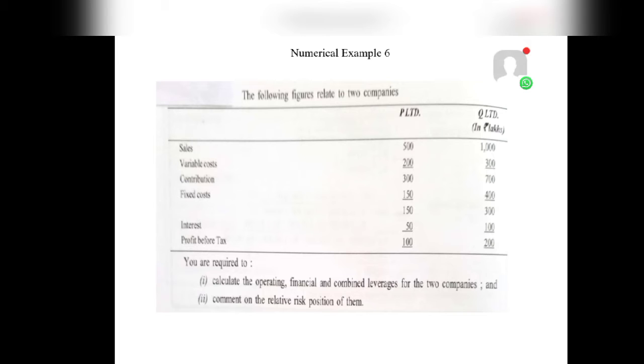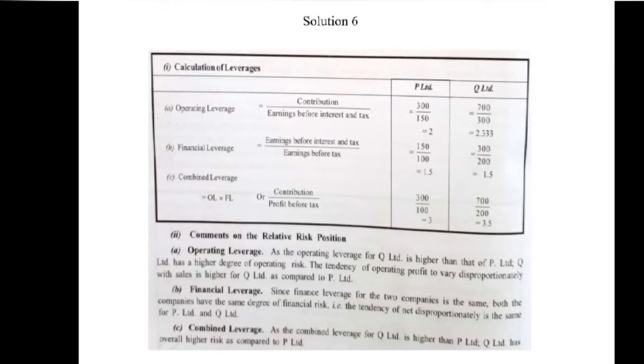Then the operating profit or the EBIT, earnings before interest and tax, for P Limited is 150 and for Q Limited it is 300. The interest amount for P Limited is 50 and for Q Limited it is 100. And the profit before tax for P Limited is 100 and for Q Limited it is 200. You are required to first of all calculate the operating, financial and combined leverages for the two companies, and secondly comment on the relative risk position of both the companies.